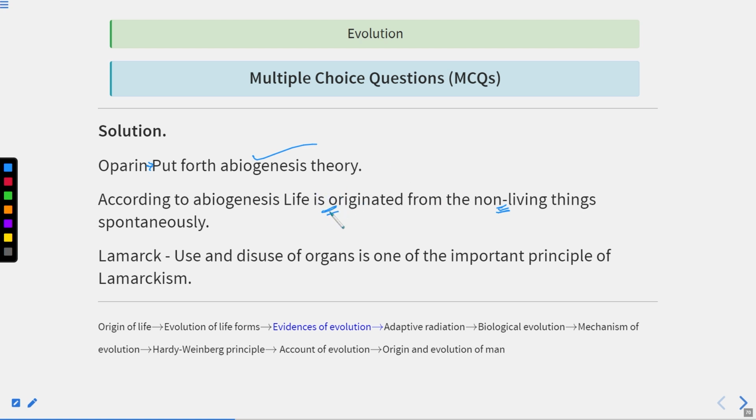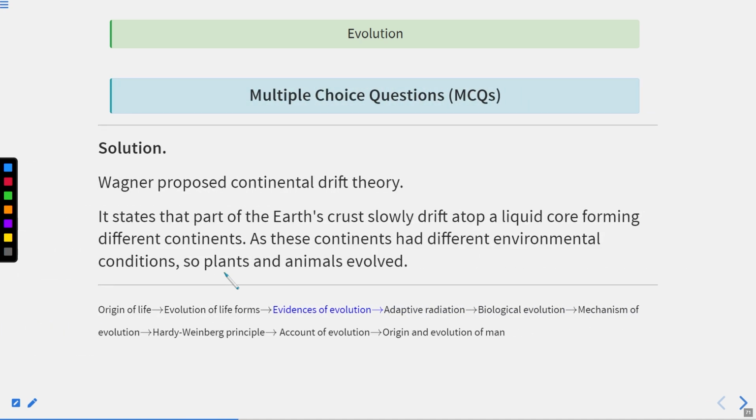Meat. Okay, so this is an example of abiogenesis theory. Now Lamarck said the use and disuse of organs is one of the important principles of Lamarckism. So Lamarck's theory is known as Lamarckism, where he told about the use and disuse of the organ. If you are using the organ, then it will be selected in the next generation. If you are not using it, then that organ will not be selected.